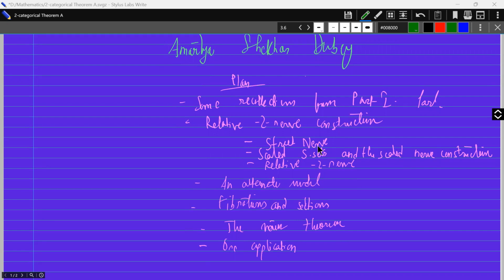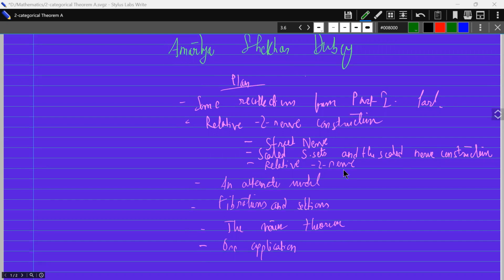How can you relate it? How can you see the relative two-nerve as a two-categorical straight nerve? In a way, I'll talk about that. Then I'll talk about scaled simplicial sets and the scaled nerve construction and so on.